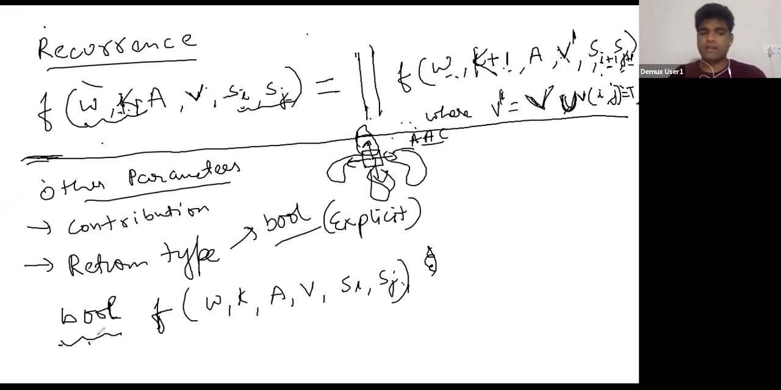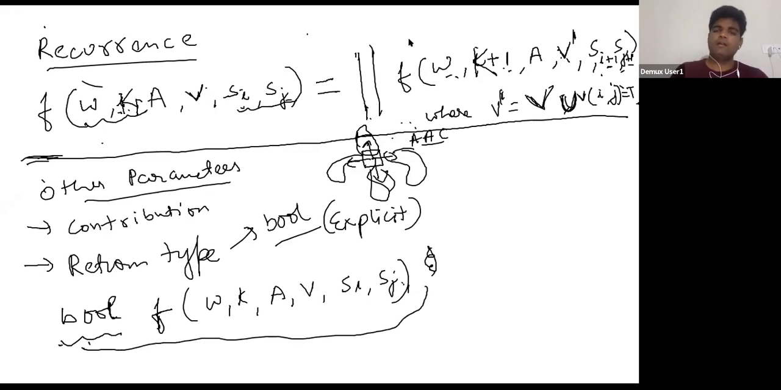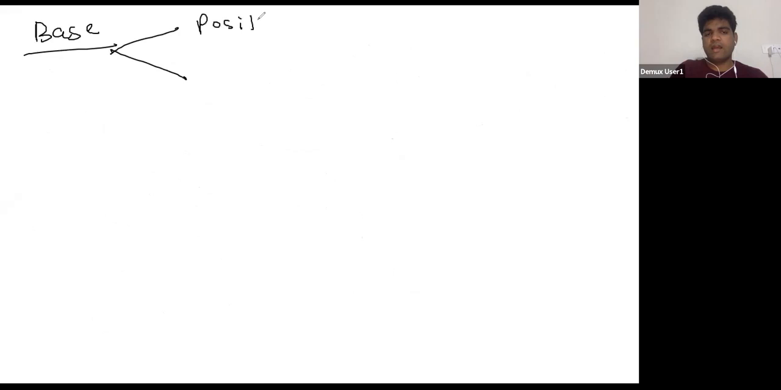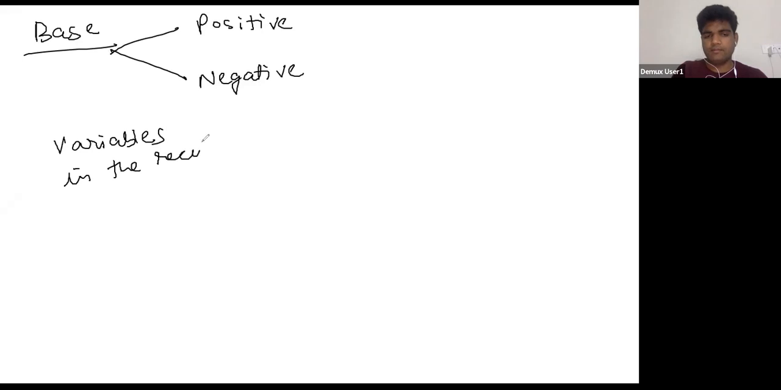So this is the argument and this is the function prototype. Let's talk about the base cases. Tell me, what are the base cases? So base cases, as I told you, there will be two types of base cases, positive and negative. And how do you think about base cases? You typically think about the variables in the recurrence, and you think about what are the smallest values, like smallest problems corresponding to each of them.